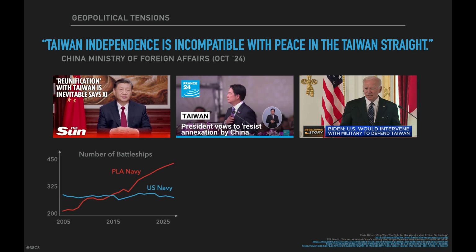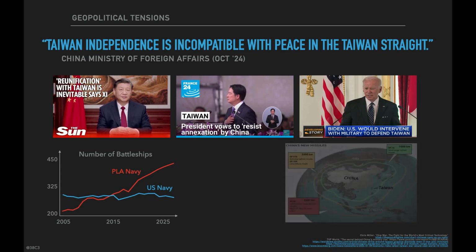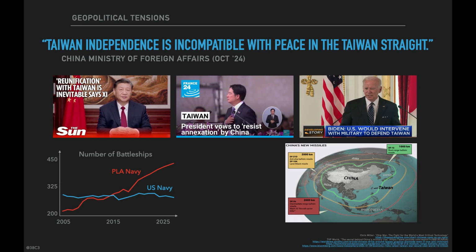And it's not just words, but it's backed up by significant military power. So the PLA Navy has way surpassed the US Navy, and they have spent a significant amount in their development of ballistic missiles. Especially anti-ship missiles, which are called aircraft carrier killers, with a range of a few thousand kilometers to keep the US Navy out of the Taiwan waters.